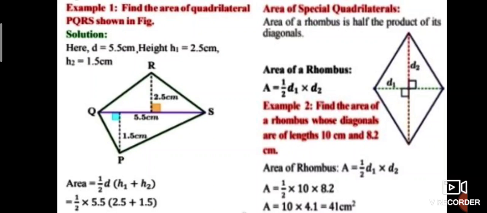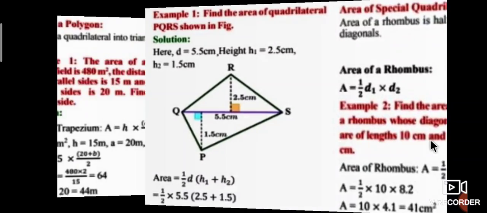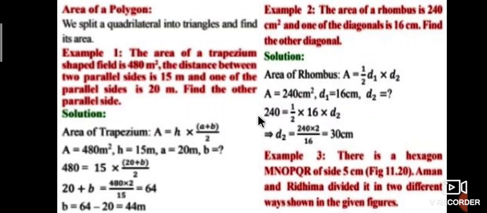Half of 10 is 5, half of 8.2 is 4.1. Area is equal to 10 into 4.1, that is 41 centimeter square. Next, we are discussing the area of a polygon.